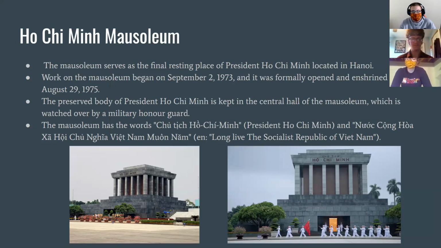The mausoleum has the words President Ho Chi Minh and Long Live the Socialist Republic of Vietnam chiseled and enshrined on the outside of the mausoleum. As you can see in the pictures at the bottom, it's a very large, very imposing structure. And the bottom right picture shows that honor guard that is constantly at the mausoleum protecting the body of President Ho Chi Minh.